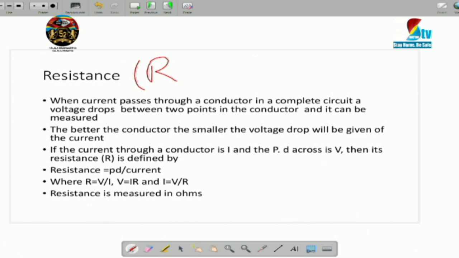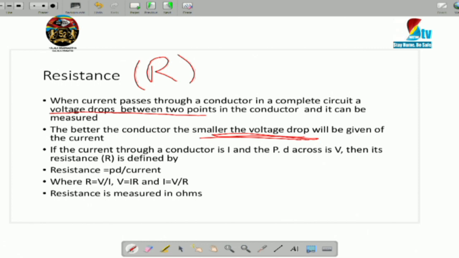What is this resistance? The symbol for resistance, of course, is capital letter R. When current passes through a conductor in a complete circuit, there's going to be a voltage drop between the points in the conductor, and this voltage drop can be measured. The better the conductor, the smaller the voltage drop. So there's less voltage drop if the conductor is a good conductor.